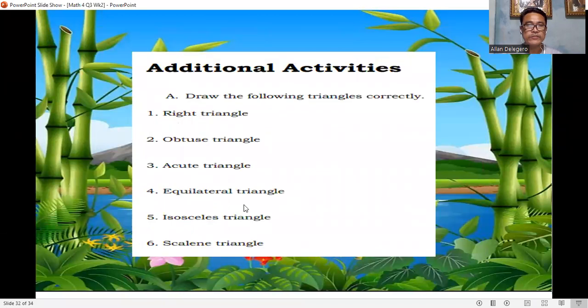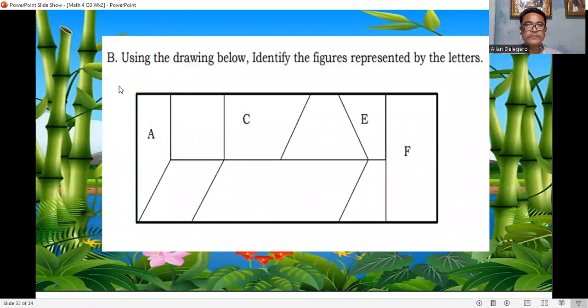And for your additional activities, do this. Draw the following triangles correctly. 1, right triangle. 2, obtuse triangle. 3, acute triangle. 4, equilateral triangle. 5, isosceles triangle. 6, scalene triangle. Letter B, using the drawing below, identify the figures represented by the letters.